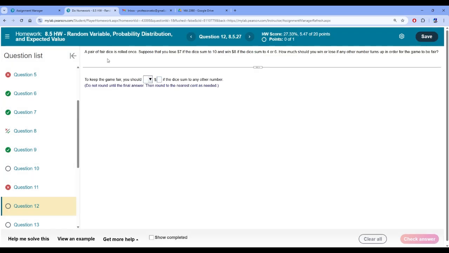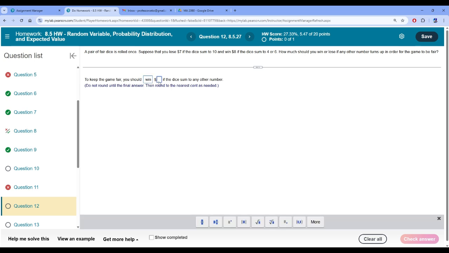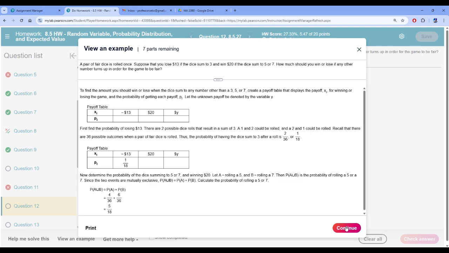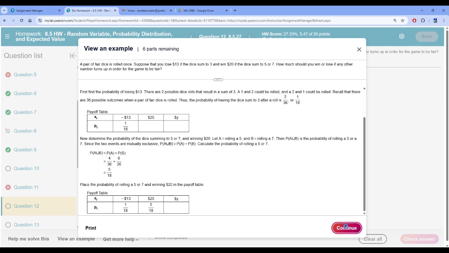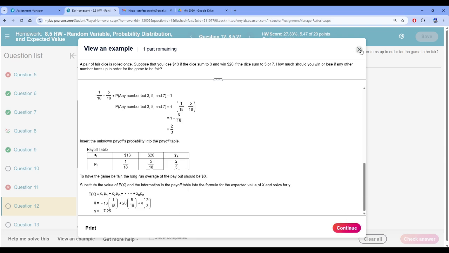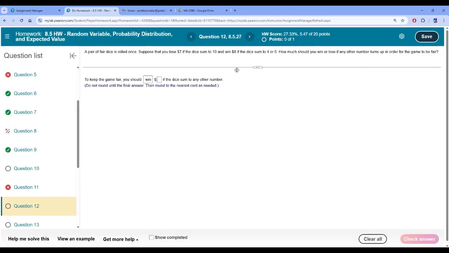Let's see. A pair of fair dice is rolled once. Suppose that you lose $7 if the dice sum is 10 and win $8 if the sum is 4 or 6. You should keep the game. You would win. Oh, I have no idea. So going through this, probabilities. Yeah, it's kind of all in there. So there's your information on how to get it. Cool. Moving on.